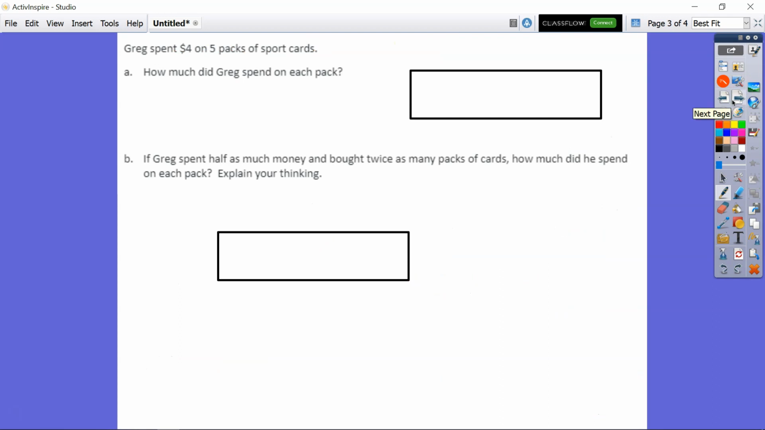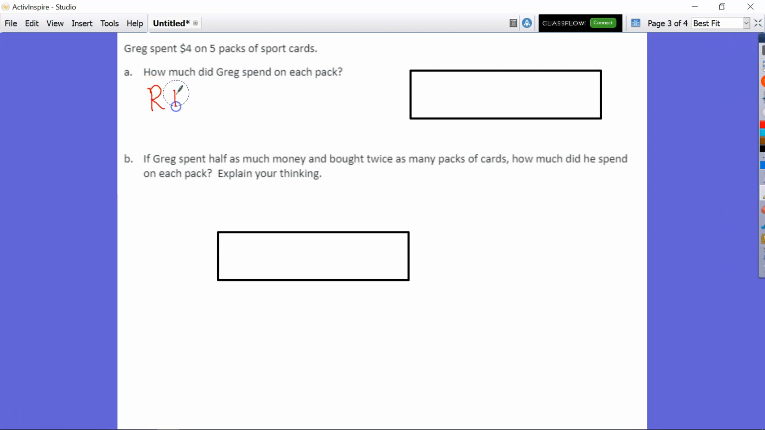So we have Greg spent $4 on 5 packs of sports cards. We're trying to find out how much did Greg spend on each pack. So we have a couple things we need to do here, and we're going to use our read, draw, write strategy. So we read the problem. We know that we're trying to find out how much money he spent on each individual pack.